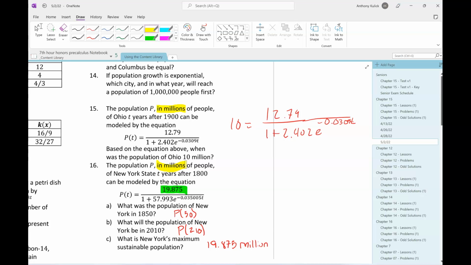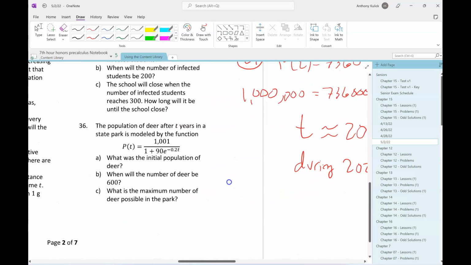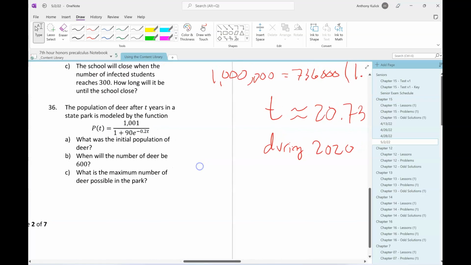Okay, we feel good? Yeah, go ahead, Tay. Sure, 36. Okay. So the population of deer T years in a state park is modeled by the function yada yada yada. Initial means what time? 0. So I just plug 0 in for T. If I do that, it's 1001 over 91, whatever that comes out to be, like 16 or something maybe.